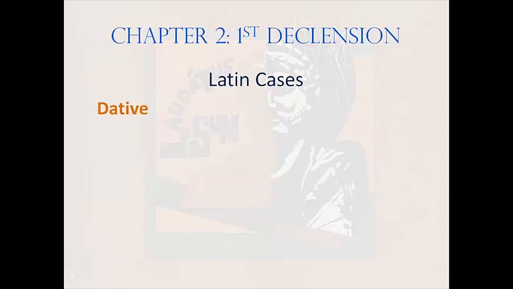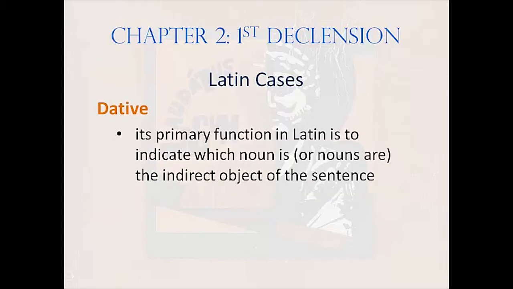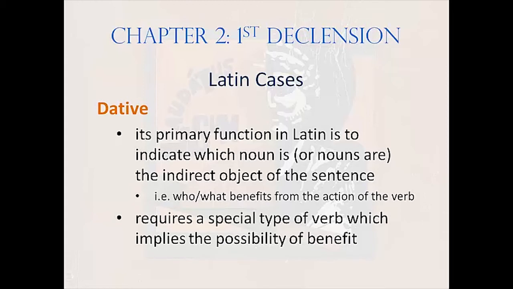The dative case. The primary function of the dative case is to indicate which noun is, or nouns are, the indirect object of the sentence. That is, who or what benefits from the action of the verb. To have the dative case at all in a sentence requires a special type of verb, one whose meaning includes the possibility of benefit, such as buy, build, tell, lend, sell, show, give, as in, buy me a diamond, build me a castle, tell me you love me, lend me your fortune, and sell me the space to show you the love I can give you.